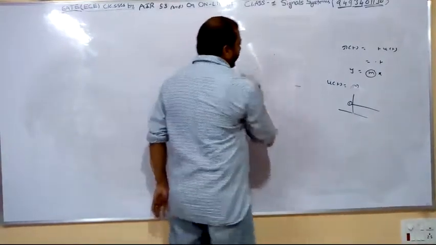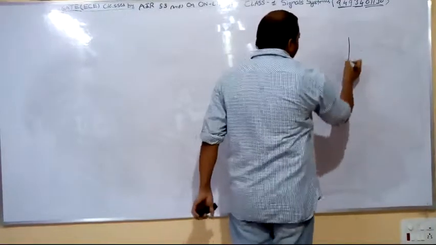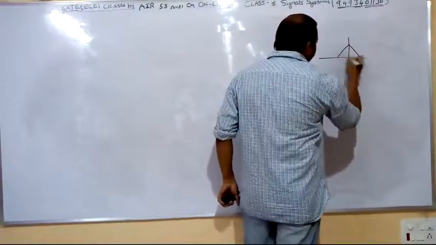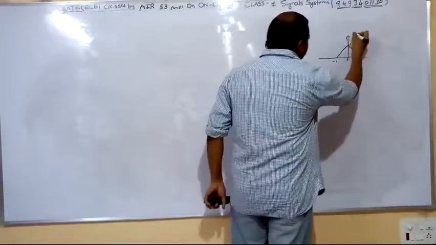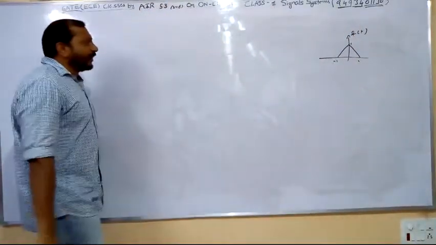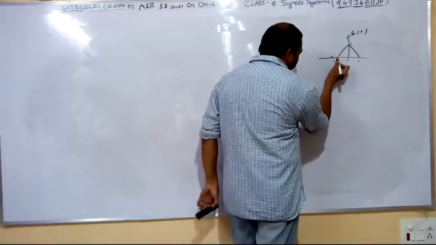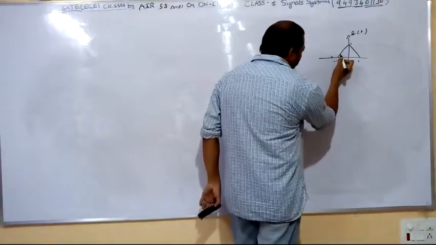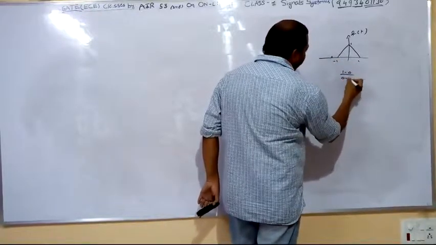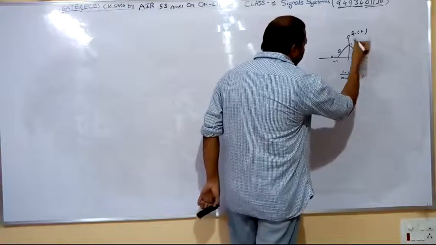Now represent the signal in the form of ramp signal. This is the signal f of t they have given. They are asking to represent the signal in the form of the ramp. So here the previous slope is equal to 0. What is the slope of this one? Is equal to 1 minus 0 divided by 0 minus of minus 1, which is equal to 1. Slope of this one is equal to 1. The slope of this one is equal to minus 1.